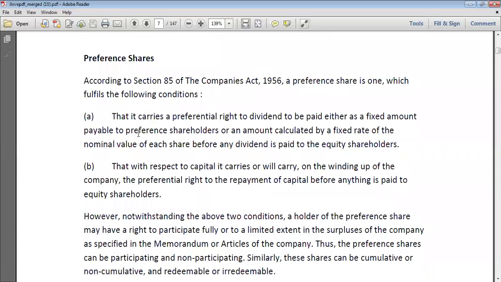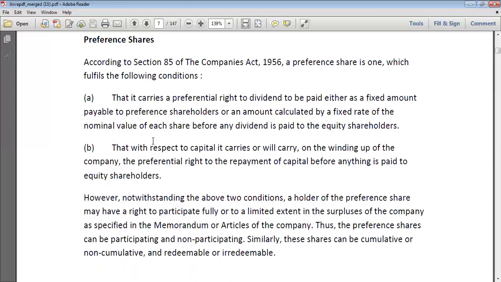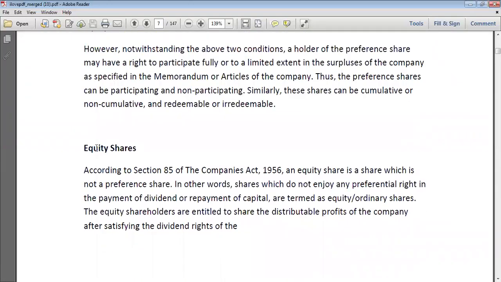equity shareholders. So who are the preference shareholders? The shareholders who have the first right to receive the dividend when the company declares the dividend. These shareholders are known as preference shareholders. And what is the second condition? At the time of winding up, the shareholders who have a preferential right to receive the repayment of capital are known as preference shareholders. So if a shareholder fulfills both the conditions, that means he is a preference shareholder.